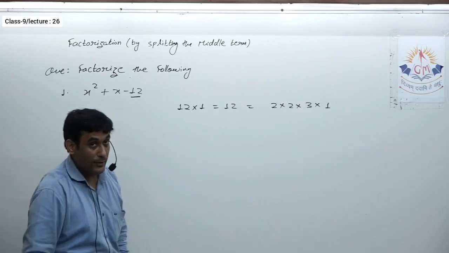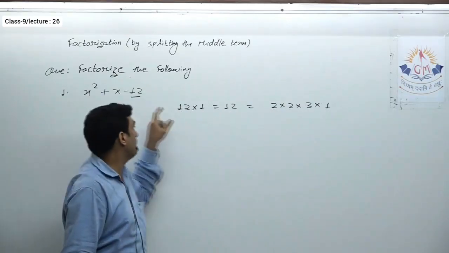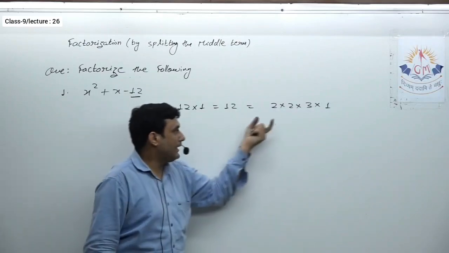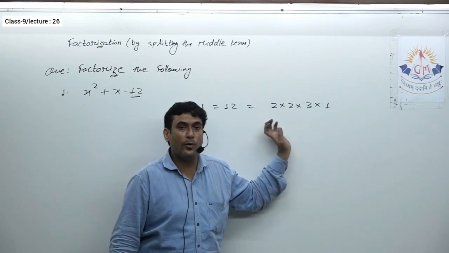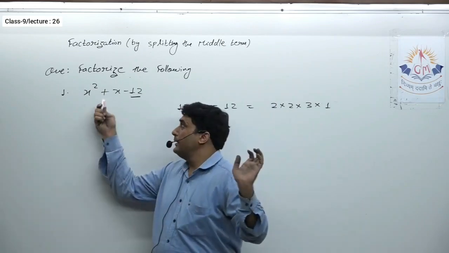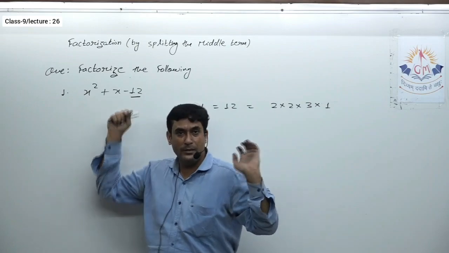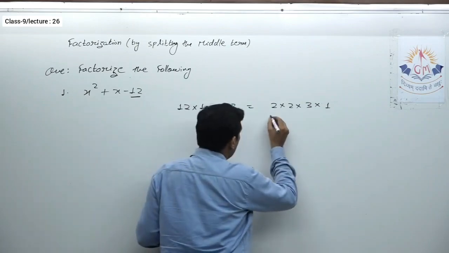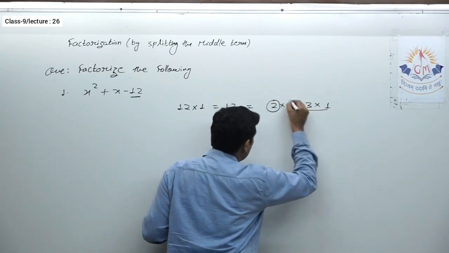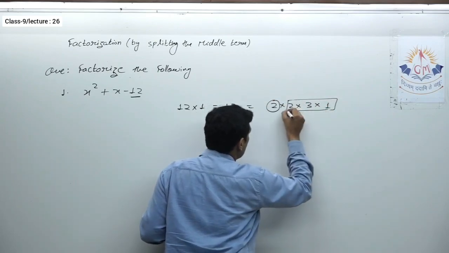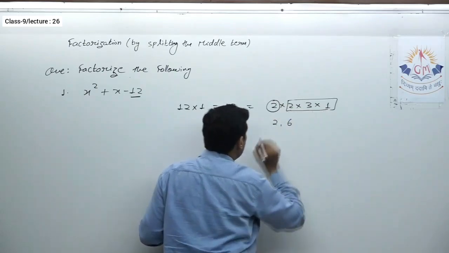Okay, so now next thing, using these factors we have to split the middle term. That means among these 4 factors we have to make the group of 2 such that either their sum or their difference must be the middle term. For example, if I take this 2 alone and these 3 together, so groups will be 2 and 6, isn't it? From here 2 and from here it is 6.